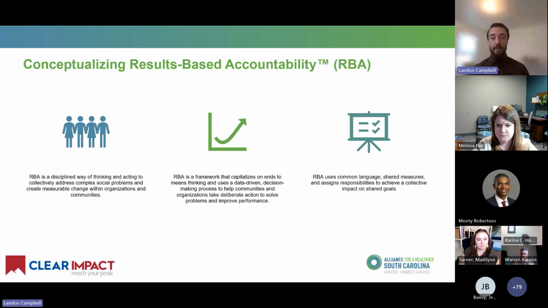You'll begin the RBA conversation, regardless of your use, with the end result that you hope to achieve, and you'll work backward to define how you will address the issue at hand. And we will dive deeper into this in a few slides. So finally, RBA uses common language, it uses shared measures, and assigns responsibilities to achieve a collective impact on shared goals. The framework emphasizes a need for effective communication between participants as well as the intended audience for your plan. Everyone should end up playing from the same sheet of music by the time you are done with this process framework.